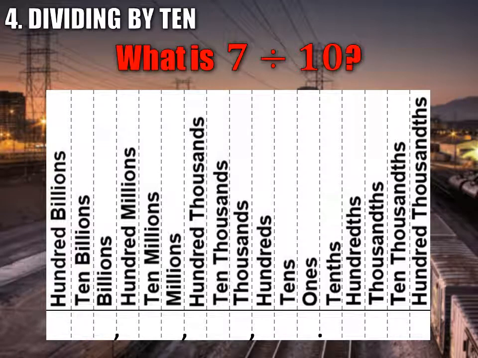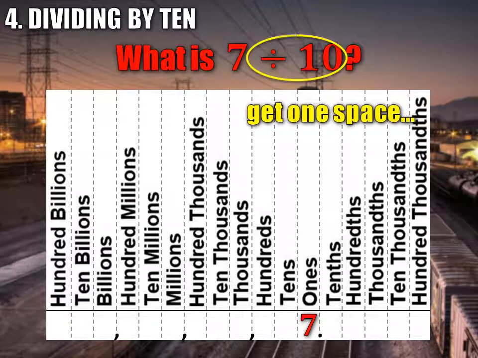We can also use a similar idea for dividing by 10. So if we have 7 divided by 10, in this case, the divide by 10 tells us to get one space smaller. And that's because we're doing the inverse operation to multiplication. We're doing division. And division does the opposite of what multiplication does. So if multiplying by 10 makes it larger, dividing by 10 is going to make it smaller. So number 7 will get one space smaller.